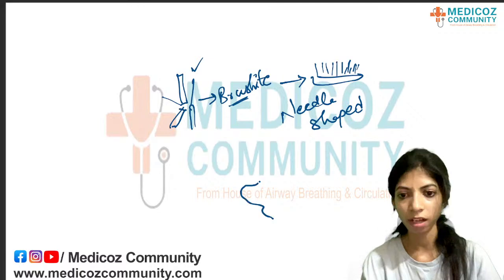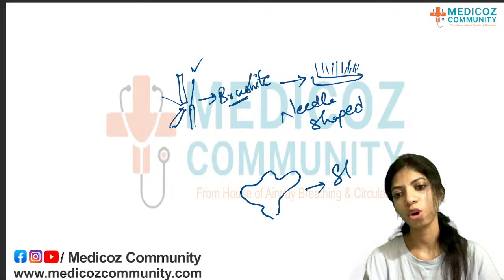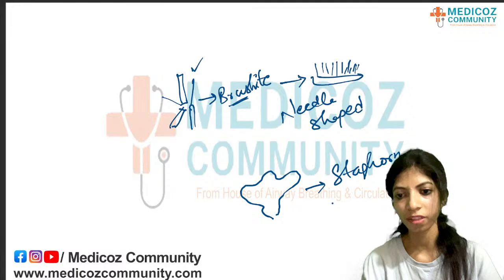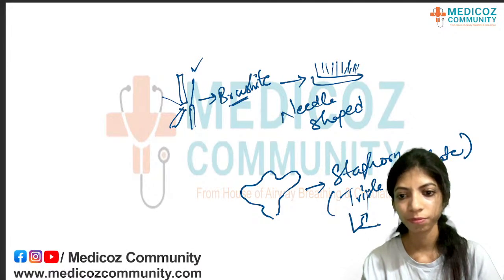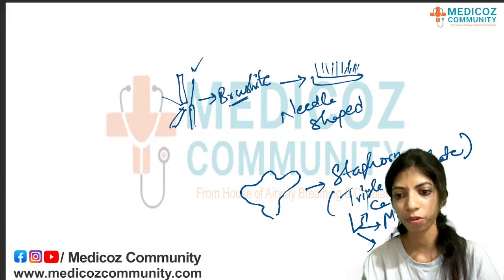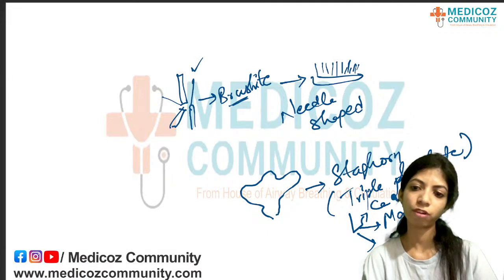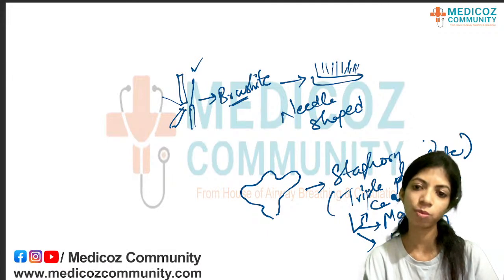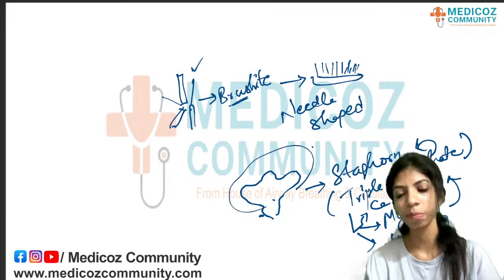And there are other large stones like the staghorn calculi. These staghorn are nothing but the triple phosphate stones. These are made up of these 3 kinds of phosphate stones, which are nothing but your calcium phosphate, your magnesium phosphate, and your ammonium phosphate. Calcium phosphate, magnesium phosphate, and ammonium phosphate together form your triple phosphate stones, which are your staghorn shaped stones. These occupy most of the part of the renal pelvis.